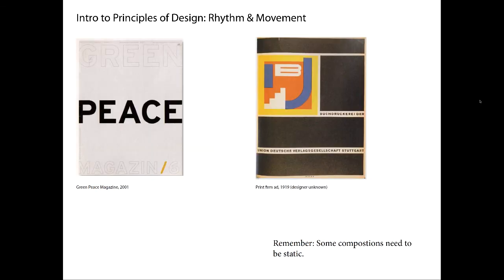And remember, some compositions need to be static. So we've got Greenpeace magazine. We've got three horizontal elements: green, peace, and magazine, right? And that's what they wanted. They didn't want stuff jumping off the page or scaring people or getting people all fired up and excited. They just wanted this nice calm thing.